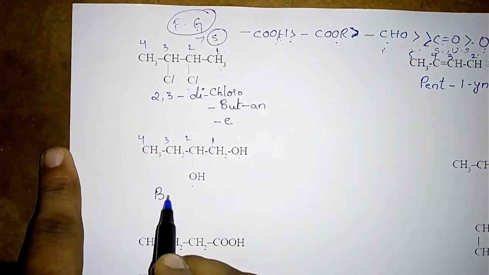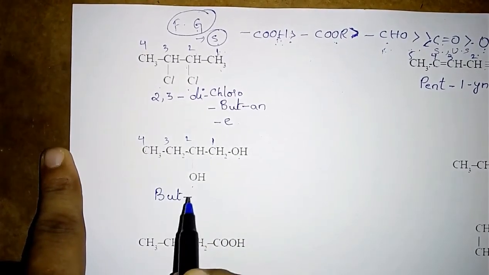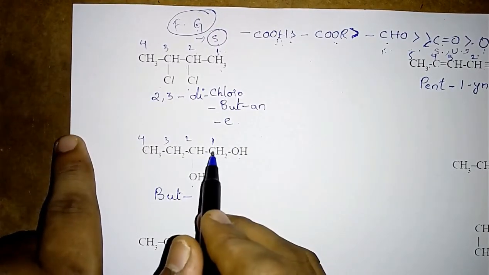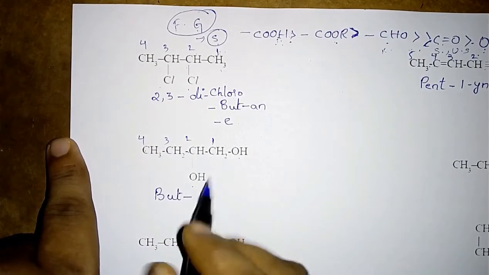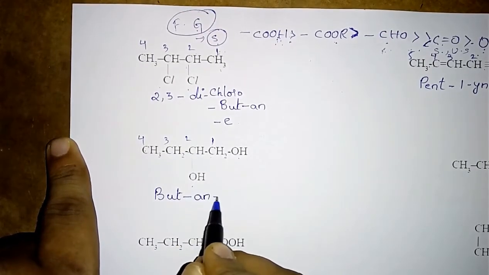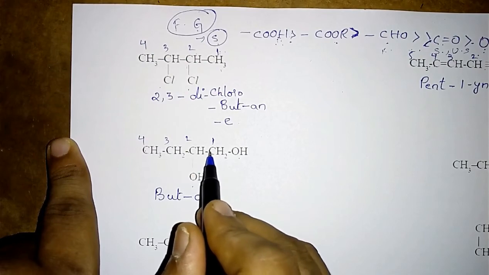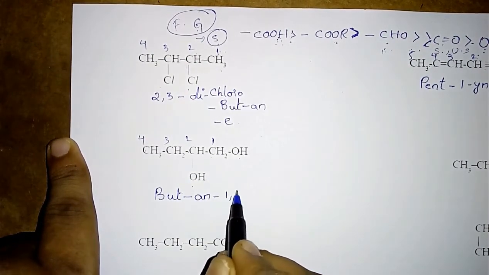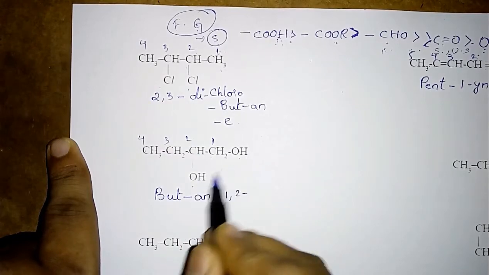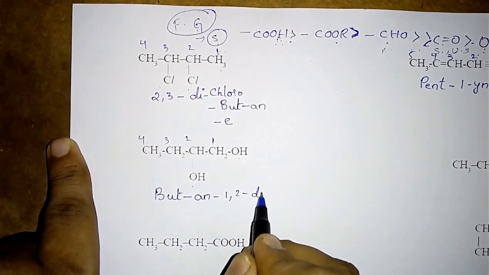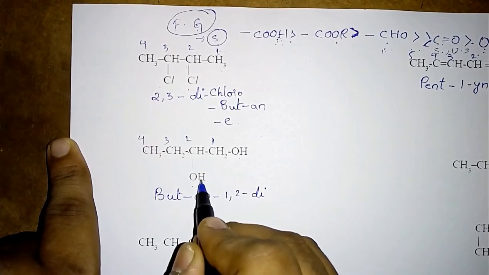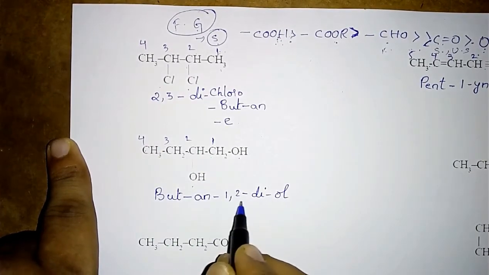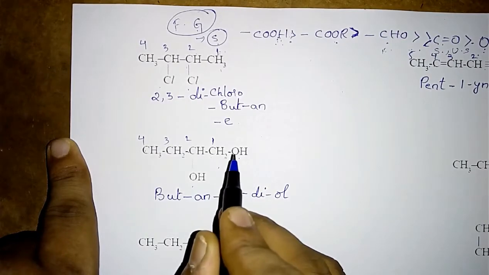So what will you write? Bute hyphen. After that you will give preference for what? Saturated, unsaturated. Is any saturated or unsaturated compound there? Not there. So you will simply write it as an hyphen. Next, our functional group. On the first carbon alcohol is there, on the second carbon alcohol is there. So what will you write? 1, 2 hyphen. Since both are the same functional group, you will write di. Since it is an alcohol, what is the word you will write? Hyphen ol. So butane 1, 2 diol is the name of the carbon compound.